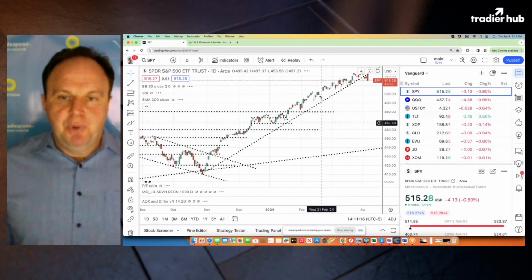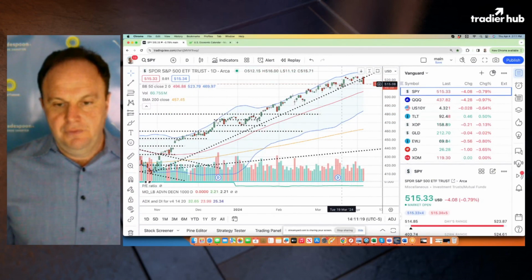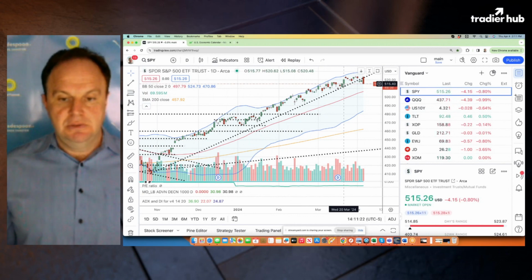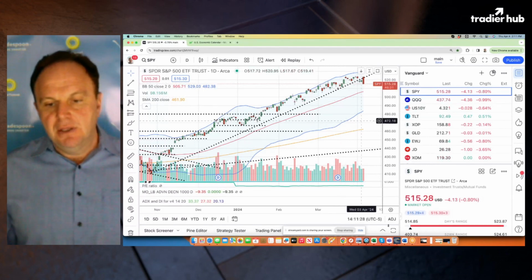So again, it broke through. So it's this week's lows, right? Maybe we have to go back. So it's April lows. You have to go back to March 20th, and the support was 517. So we're trading at 515.